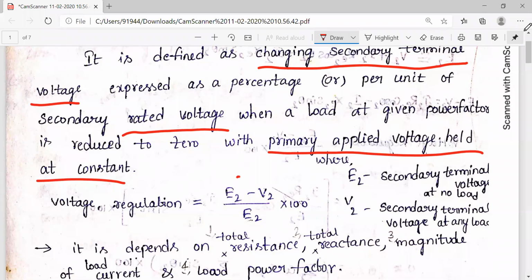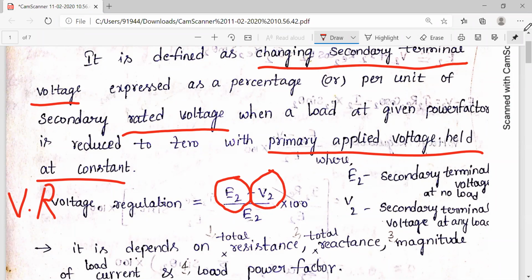E2 is the secondary induced EMF in the transformer. V2 is the terminal voltage of the transformer, the secondary rated terminal voltage. So (E2 minus V2) by E2 is called voltage regulation. Voltage regulation is also called VR.